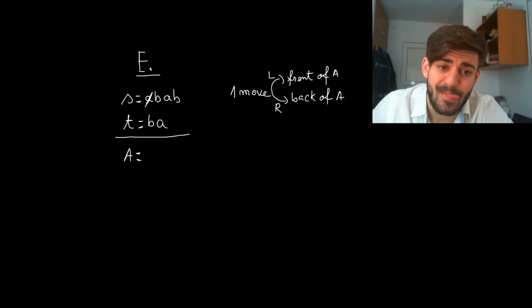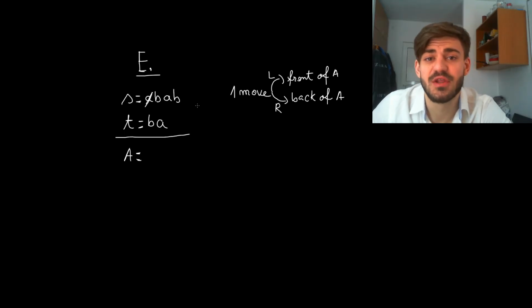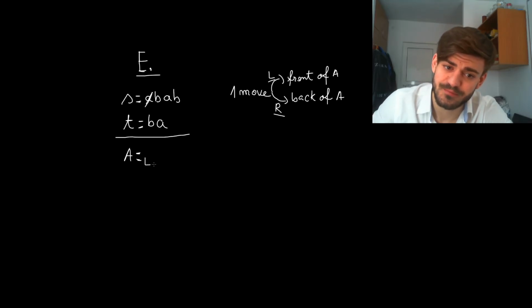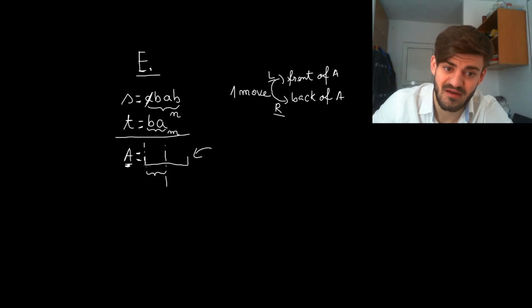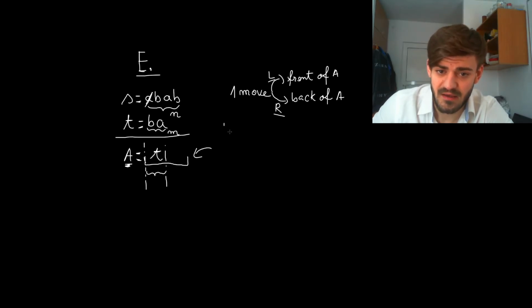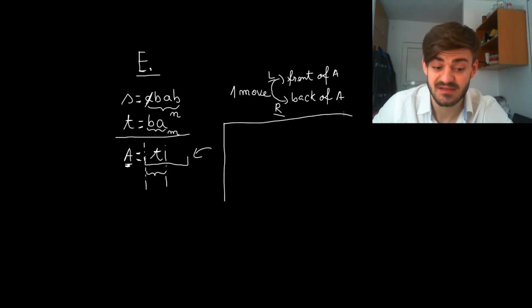I have to count how many possible ways there are of performing such moves, again between 0 and n moves of left or right, in order to build some string A which has the first m characters. Let's say the length of t is m and the length of s is n. The prefix of length m has to be exactly equal to this string t.